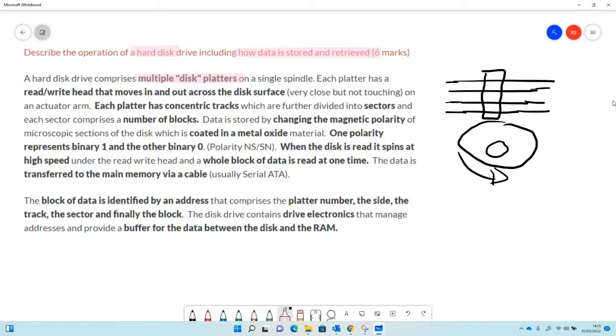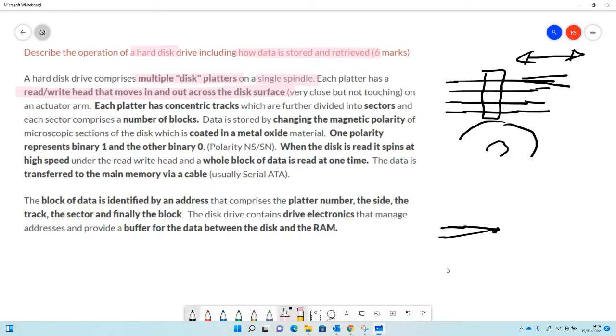So they're on a single spindle, and each platter has a read-write head that moves in and out across the disk surface. The read-write head often looks like this sort of arrangement with a read-write head on the end, and there's one of those for each side of each platter. They move just in and out across the disk surface, so in or out. If we just make that a bit more round, that might be useful.